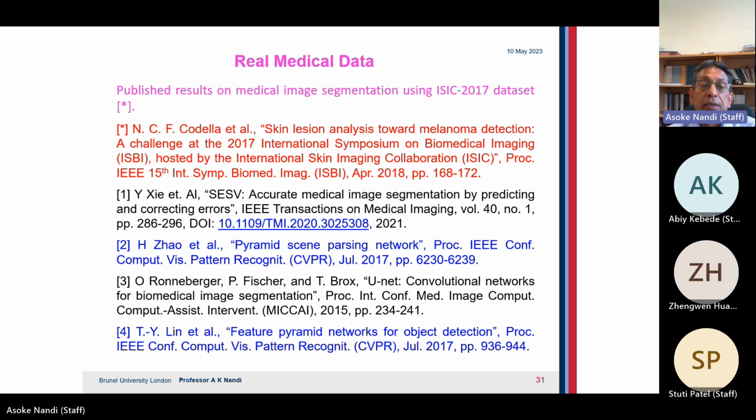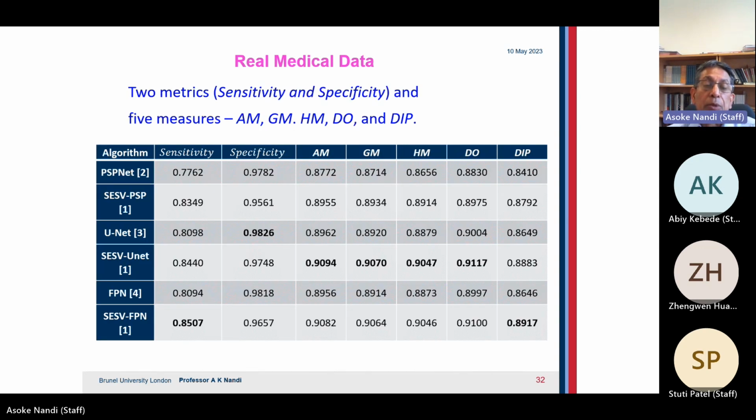It's here. In fact, it's the International Skin Imaging Collaboration, that's the ISIC 2017 data set. And this is the reference. And then inside, I'll show you some tables, and these are the references where the results came from. So the results I'm giving you are not mine, they're theirs, but I'm using, of course, all the DO, DIP, and so on. Those are obviously not published. They're my results. So that's where it comes from. They're not my data, they're other people's.